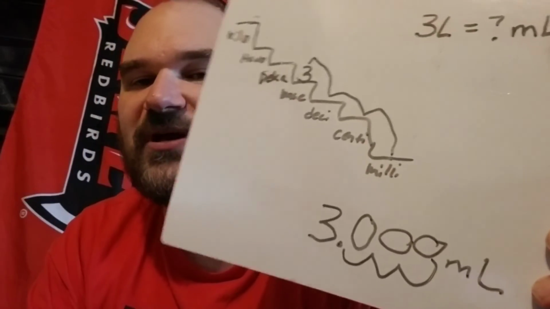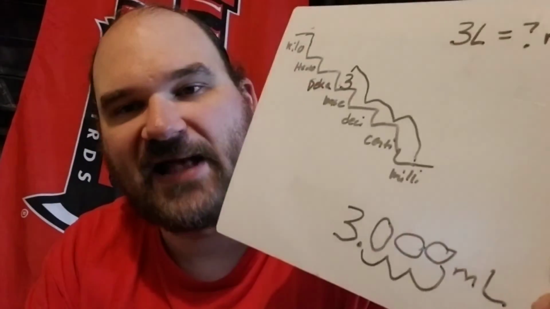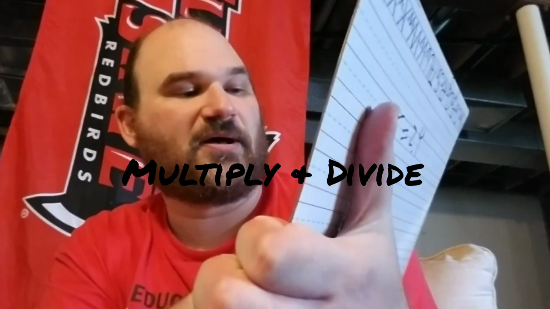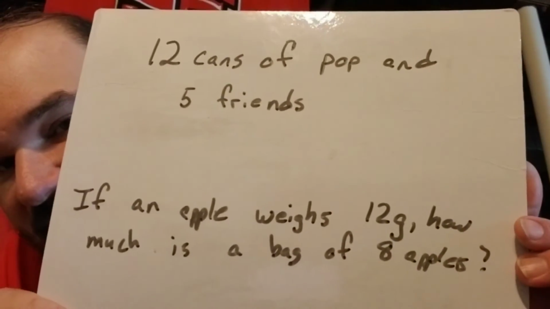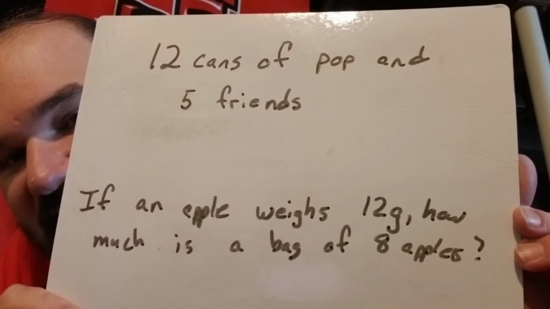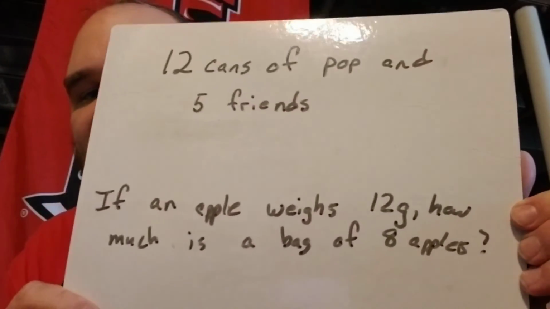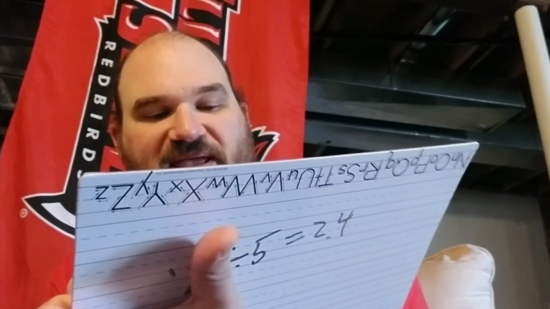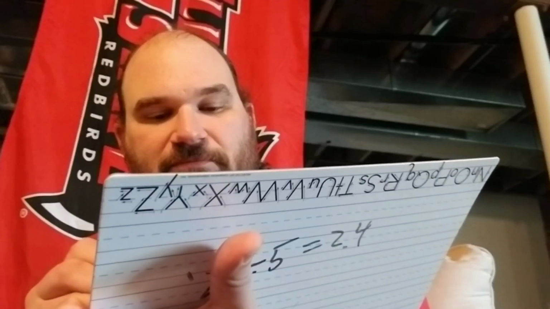I'm going to do one last quick thing with just a couple of regular maths, because that comes up in one of the quiz options for this week's choice boards. We got just a little bit of basic math we want to take a look at here. So we got 12 cans of pop and 5 friends. And then if an apple is 12 grams, how much is a bag of 8 apples? So for the first one, we're going to just do division. 12 cans divided by 5 friends. Write it out that way. 12 divided by 5 is going to be 2.4 cans per person.